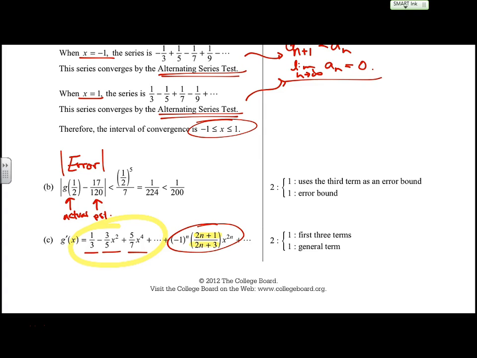Bless you, bless you. Thank you. X to the 2n shouldn't have been too bad, negative 1 to the n wouldn't have been too bad, so hang in there, but use that a sub n up above.